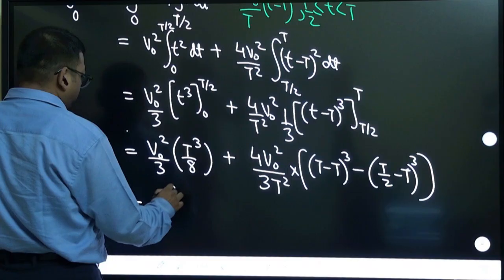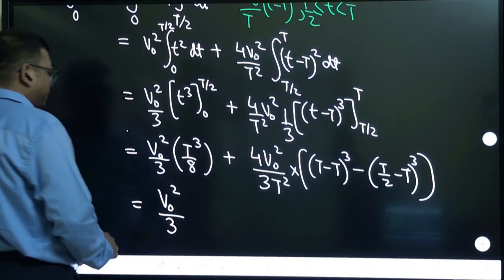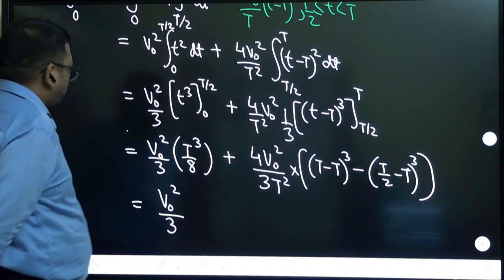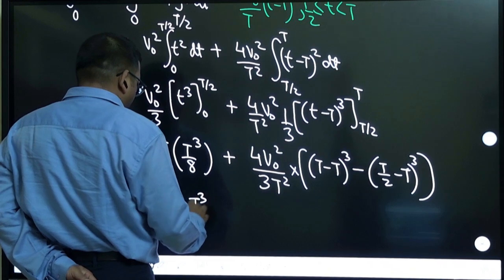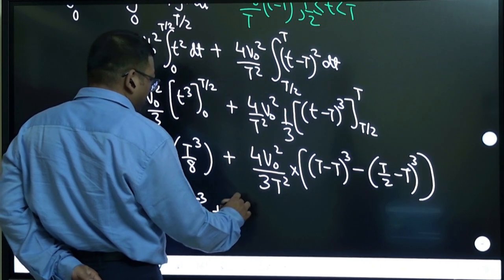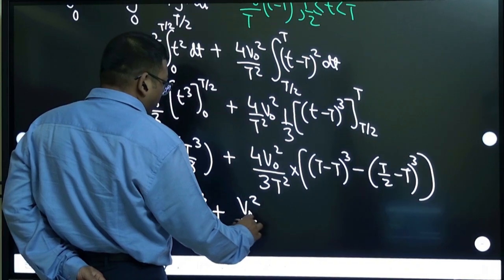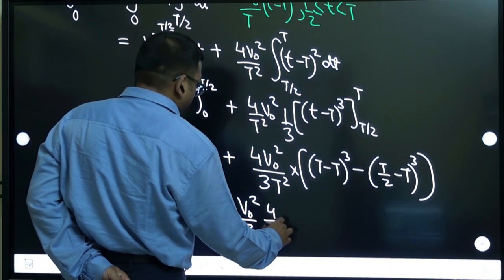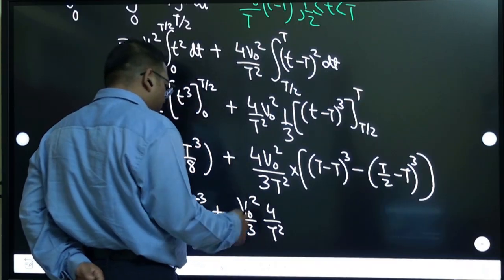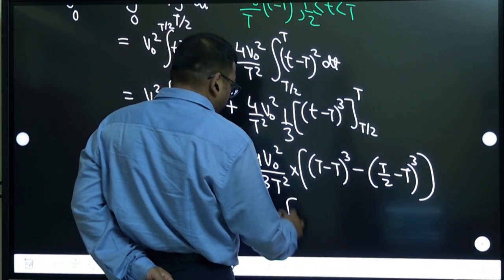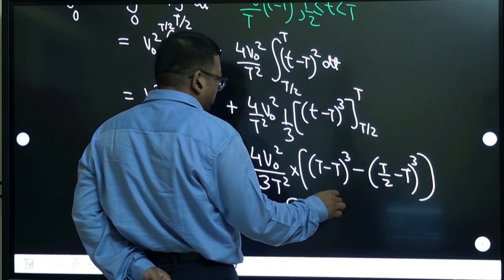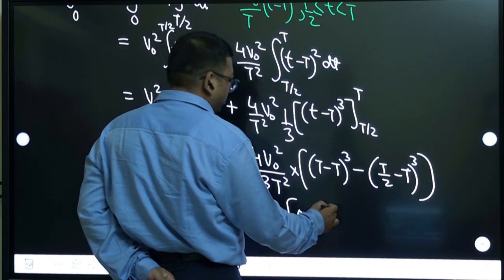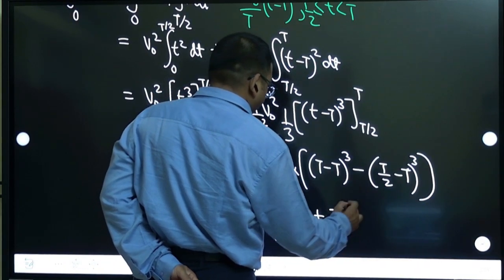So V naught square by 3, right? V naught square by 3, and then this will be t cubed by 8 plus V naught square by 3. This is 4 by t square. I am separating V naught square by 3. And then this will be 0 minus. This cube will give minus, right? So minus minus, that's how plus it is. T cubed by 8. Okay.